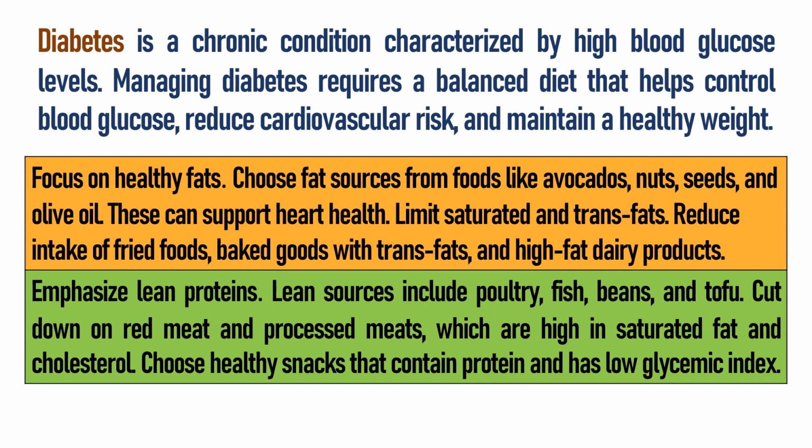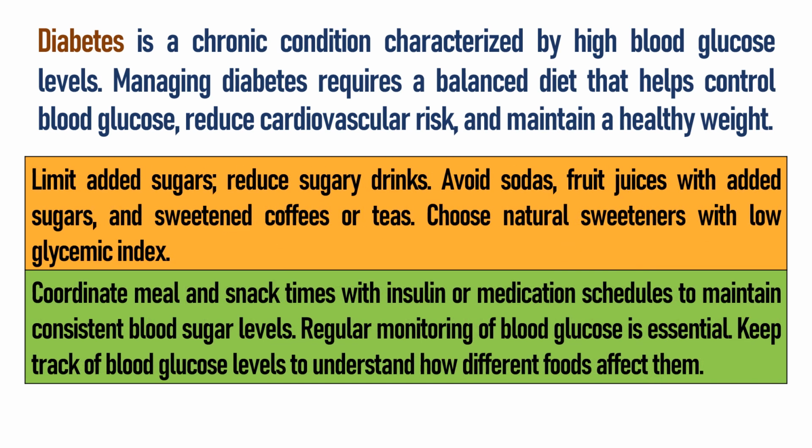Choose healthy snacks that contain protein and have a low glycemic index. Limit added sugars. Reduce sugary drinks. Avoid sodas, fruit juices with added sugars, and sweetened coffees or teas. Choose natural sweeteners with low glycemic index.